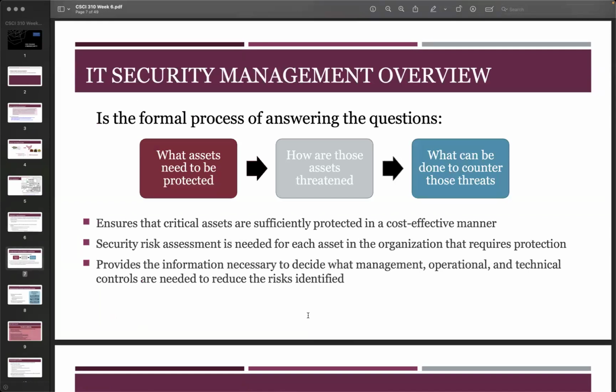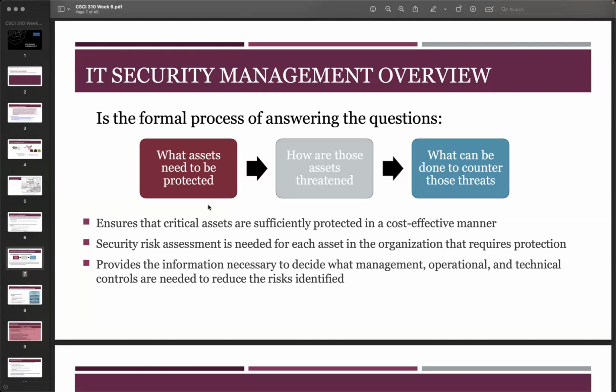And when we move forward to IT security management, you see, we will always ask what the assets are that need to be protected, how those assets are threatened, and what can be done to counter those threats. Okay. If you remember, we talked about how sometimes, when we have risk, we cannot always avoid those attacks.